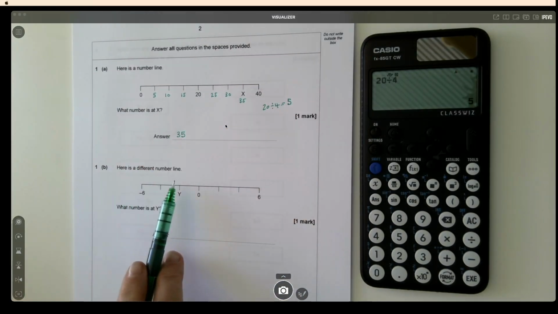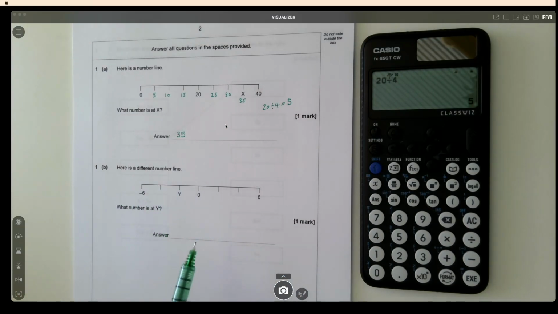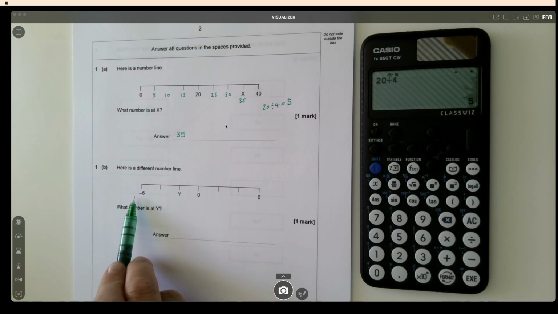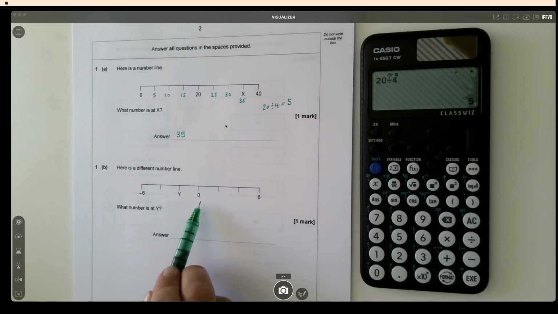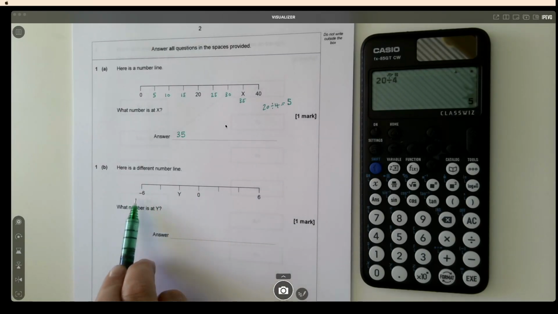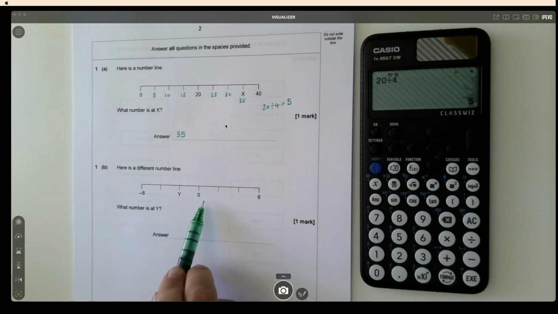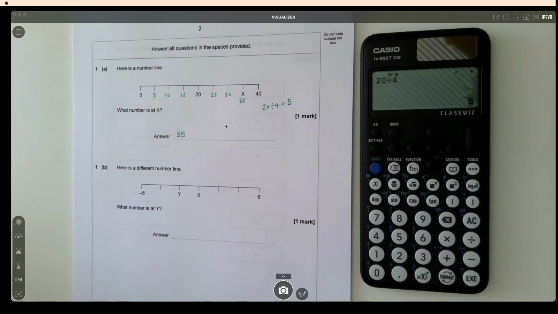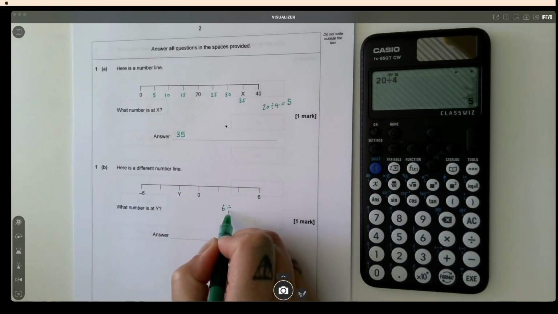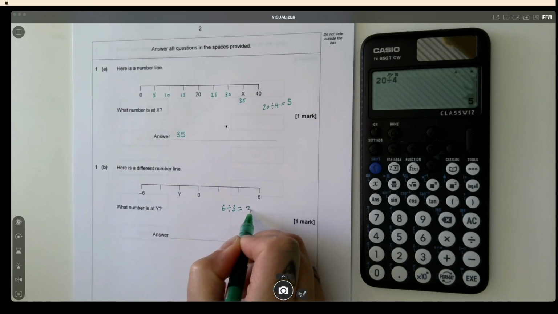1b. Here is a different number line. What number is at y? So this time we need to be careful because we're starting with a negative number, going to 0 and then going to 6. So from negative 6 to 0, it's still going 6. So we're going up 6. So let's see how many intervals there are. 1, 2, 3 to get to 0. So we're going to do 6 divided by 3 at this point.